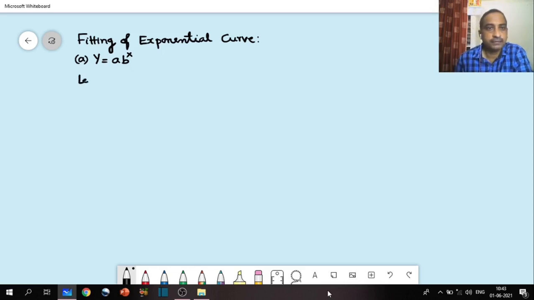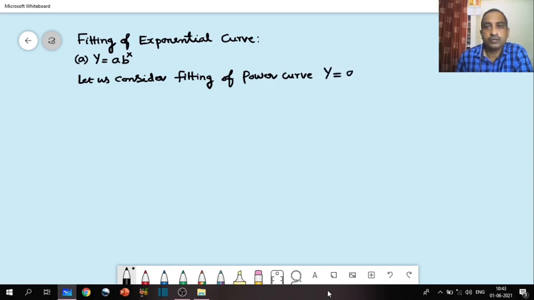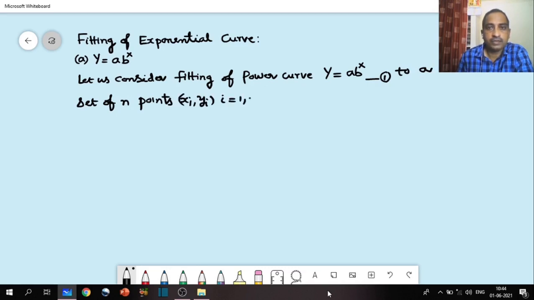Right? So let us consider fitting of the power curve y equals a b power x to a set of n points xi, yi, i equals 1 to n.